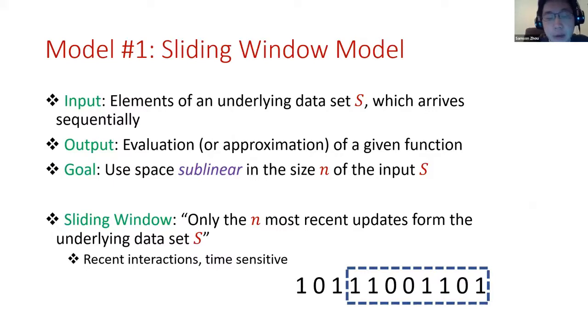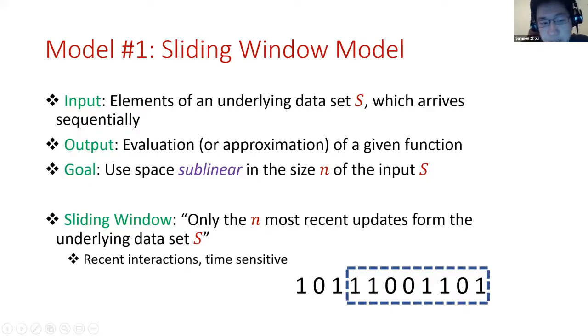To understand the sliding window model, we first need to review the streaming model, in which elements of some underlying data set S arrive sequentially. The goal is to evaluate or approximate some predetermined function using space sublinear in the size n of the input. In the sliding window model, only the n most recent updates form the underlying data set. For example, if we have a stream of bits and we only care about the 8 most recent bits, then when we have 11 bits, the sliding window will only capture the bits in the box shown on this slide.